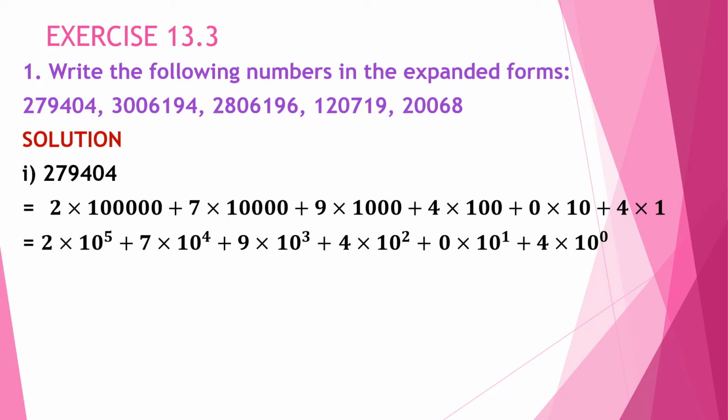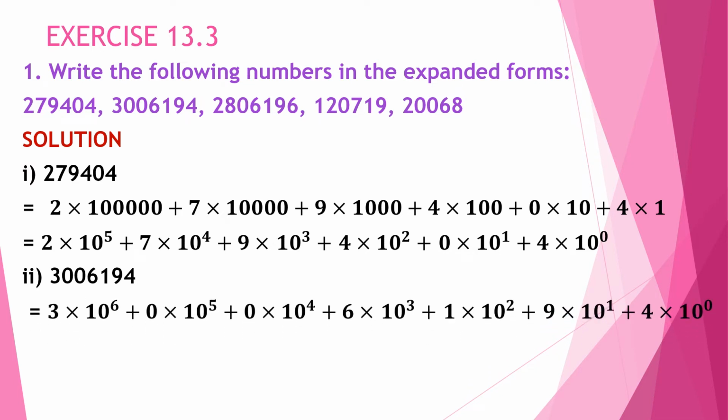After 5 it comes 4. 7 into 10 raised to 4 plus 9 into... After 9 there are 3 digits, so 10 raised to 3 and so on. So we get 4 into 10 square plus 0 into 10 raised to 1 plus 4 into 10 raised to 0. Next number, the same way we can write it as 3 into 10 raised to 6 plus 0. Either you can write or you can omit. 3 into 10 raised to 6 plus 6 into 10 raised to 3, because after 6 there are 3 digits on the right side, plus 1 into 10 raised to 2 plus 9 into 10 raised to 1 plus 4 into 10 raised to 0.